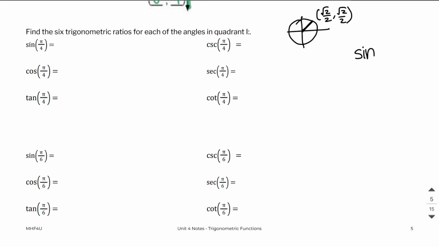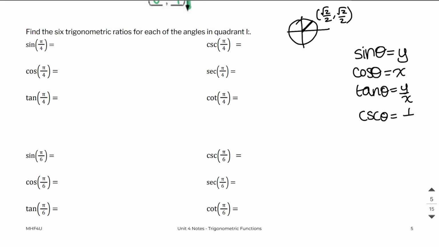And I also like to just remind myself that in the unit circle and only in the unit circle, sine is y, cosine is x, tangent is y over x, cosecant is 1 over y, secant is 1 over x, and cotangent is x over y. So if I want to find the sine of pi over 4, remember the sine is always going to be the y value, and here the y value is root 2 over 2.